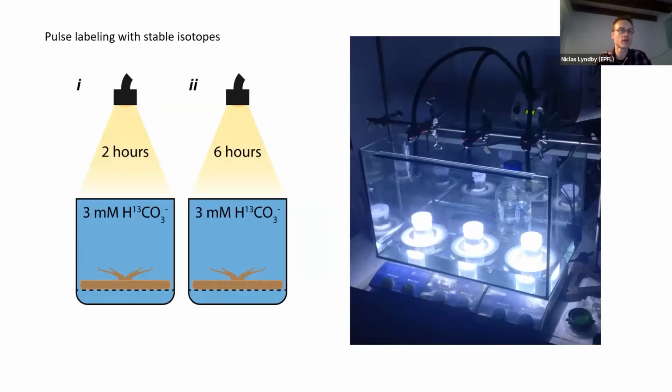So we're doing these pulse labeling experiments where we are artificially spiking the water with a stable isotope form. In this case, I'm working with carbon-13 bicarbonate. So we're replacing the carbon-12 with carbon-13 bicarbonate. And we allow the jellyfish to do their thing, and the algae do photosynthesis for, in this case, 2 or 6 hours of incubation time in a controlled environment that looks something like this.